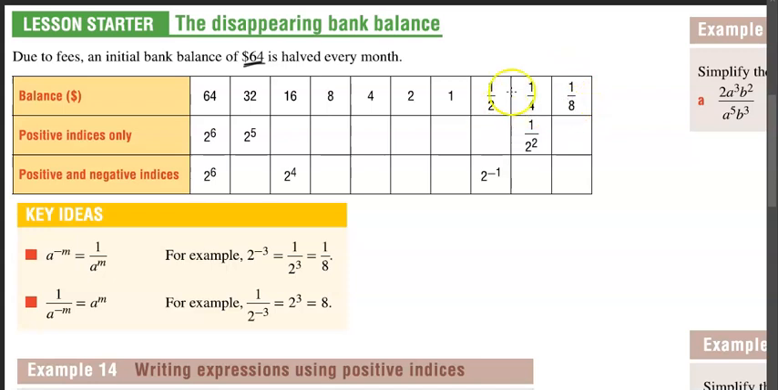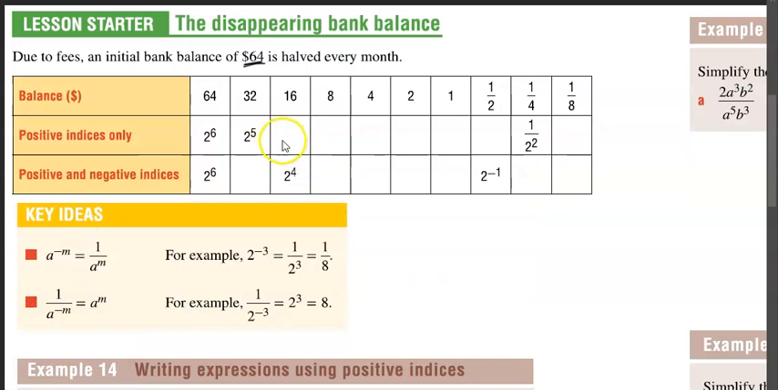And we can half it again, and we can keep doing this. Half that is 1/16, half that 1/32, etc. But what I care about is the notation. So the positive indices only, what this means is if we want to write this in the form of a positive power. So right now we have 2 to the power 6, 2 to the power 5. This one, you can see the trend, it'll be 2 to the power 4.